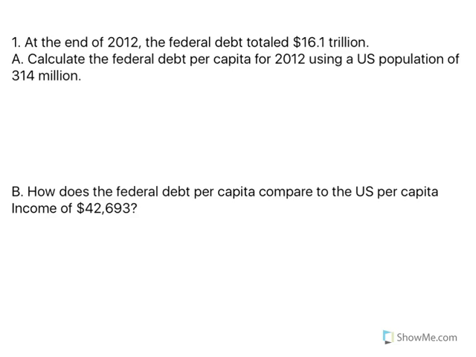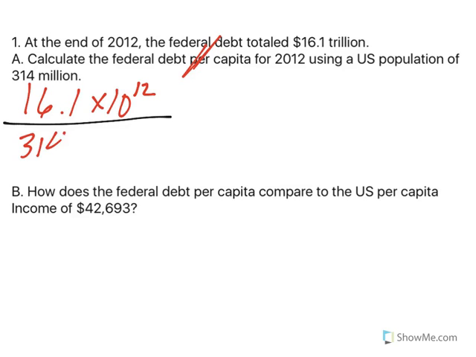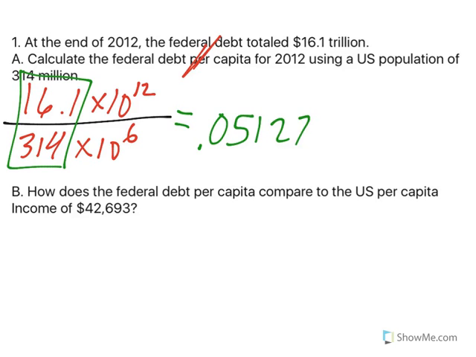In part A, we're going to compute the federal debt per capita with a population of 314 million. Remember, per means division. So we're going to take that federal debt, that 16.1 trillion, trillion means 10 to the 12th, and put that over the number of people we have, which is 314 million, meaning 10 to the 6th. Now I'm going to leave it like it is, and divide my first numbers. 16.1 divided by 314 gives me 0.05127388 times 10 to the 12 minus 6, which is 10 to the 6th.